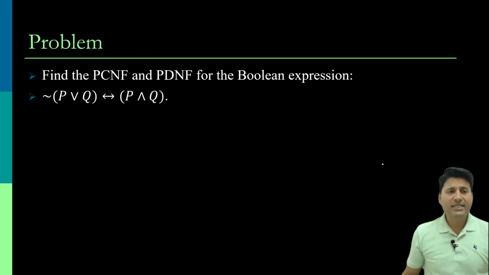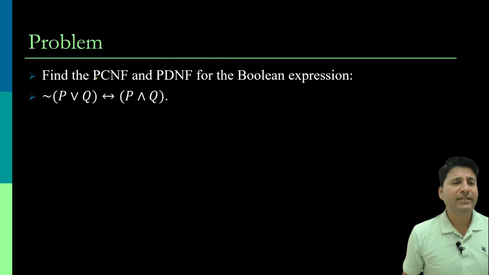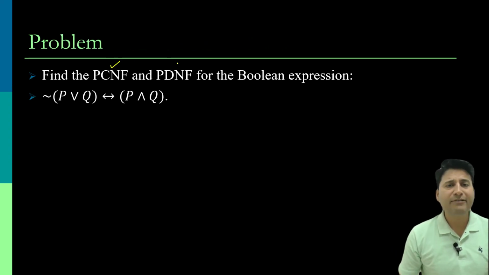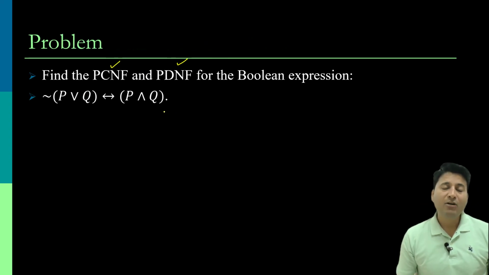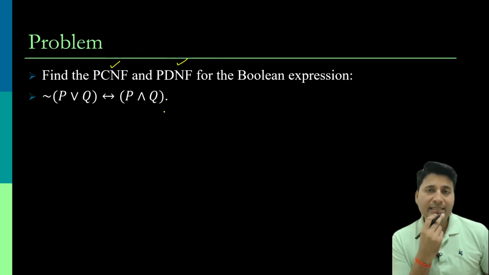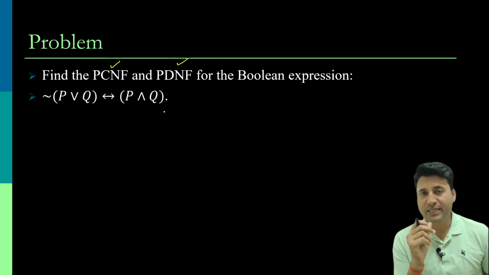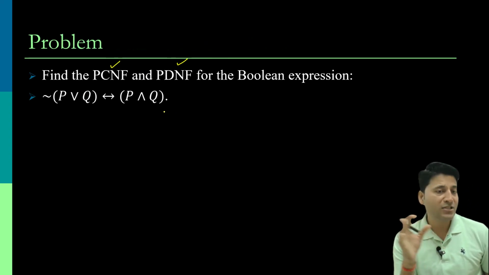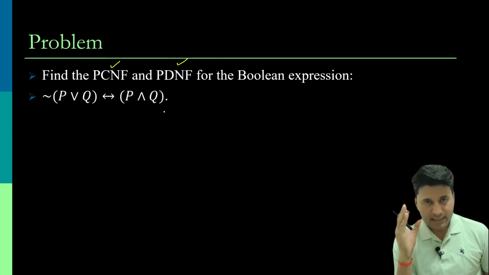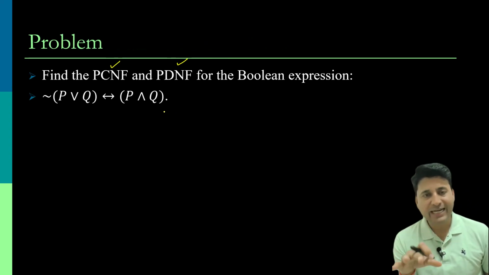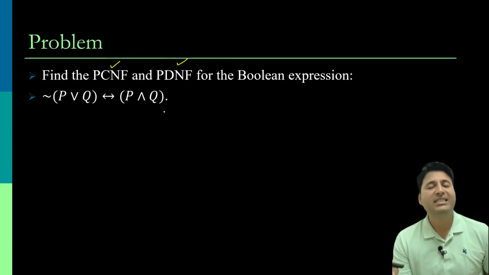So this is the first example, which says we are supposed to find the PCNF and PDNF for this Boolean expression, which is negation of (P or Q) biconditional (P and Q). Now, if I am interested in finding the truth value of this Boolean expression, I am supposed to find its truth table, do all the computation, and then we can say in what case it is true and in what case it is false.